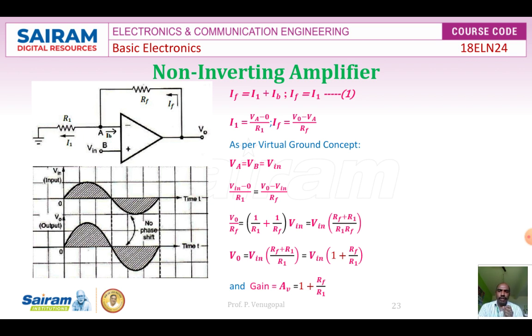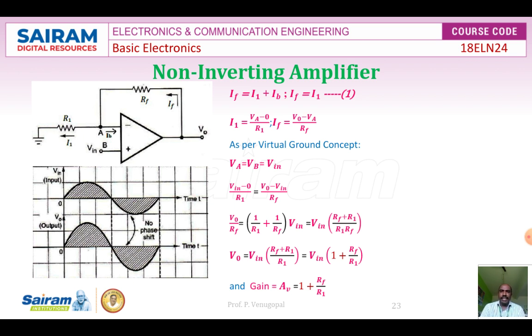To the point B, we are applying the input signal directly, and as per the virtual ground concept, VB is equal to Vin, which is also equal to VA. So VA is equal to VB is equal to Vin. Now use the same procedure as for the inverting amplifier. Find out the Kirchhoff current law, how to apply Kirchhoff current law to this non-inverting amplifier.